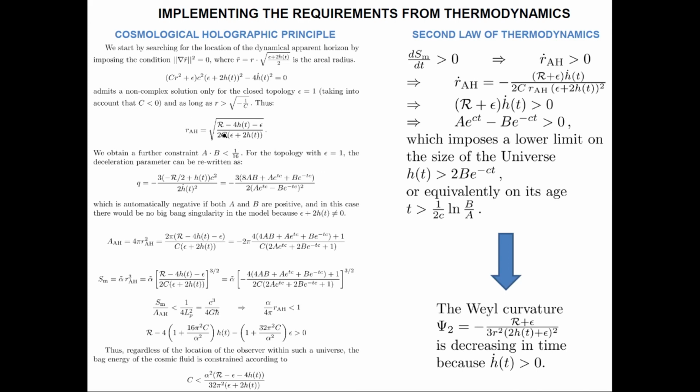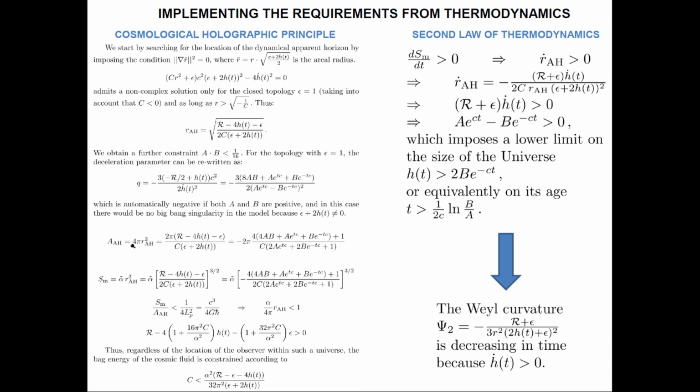This value is well defined clearly if the argument inside the square root is positive. So we get a further constraint on the values of A and B, which imply the following physical result. We get automatically, from imposing the cosmological holographic principle, that the deceleration parameter is negative. And automatically we get that the existence of a dynamical apparent horizon would imply that this model comes without Big Bang singularity.